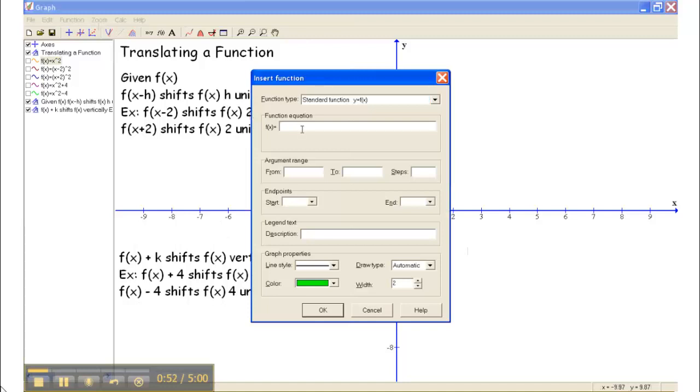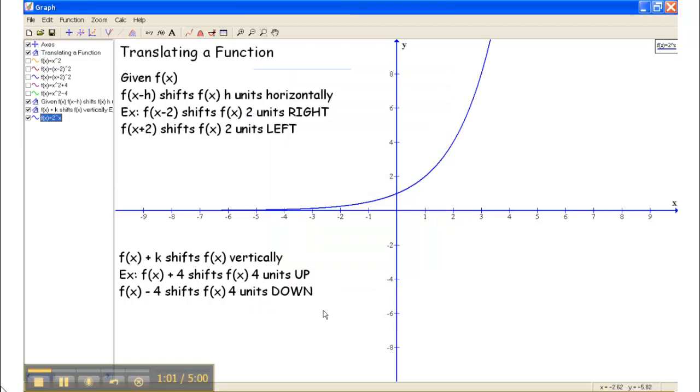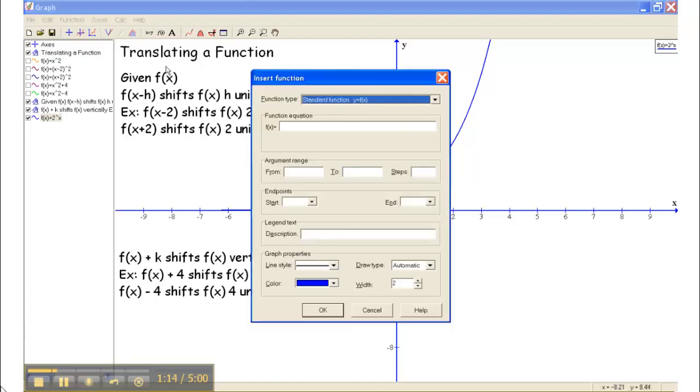How about something you might not have even seen before, 2 to the x power. That's called an exponential function, and it looks like that. That's 2 to the x. So let's say I would want to shift this 3 units to the left. According to my summary, we would want to add 3 to the x-coordinate. So the x-coordinate here shows up in the exponent.